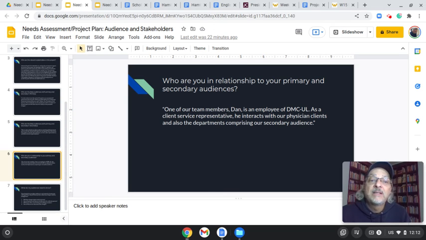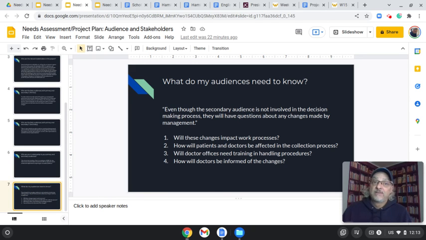And the assignment also asks us to consider a relationship. Now, in this particular team, they had a very specific person, Dan here, who was employed at DMC-UL and worked there as a client service representative. So he had an interaction with physician clients and the departments comprising the secondary audience. So the relationship was there, where they could identify not only how they were getting some of their information, but via whom in this particular case. That's not always going to be the case in your project, so yours might read a little differently. But what is the relationship like? Maybe you're a customer, maybe you have had an experience with something, or you're familiar with a particular process or something like that. You would address that there.